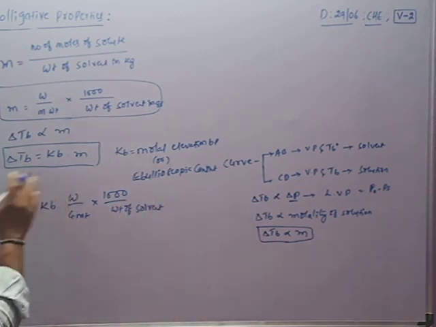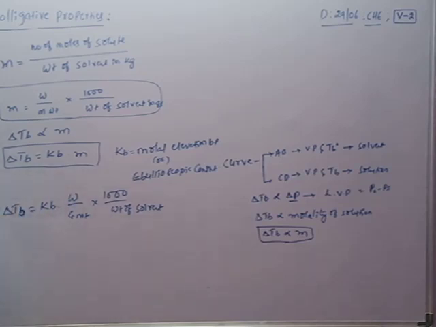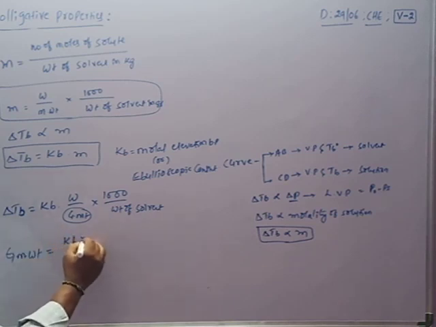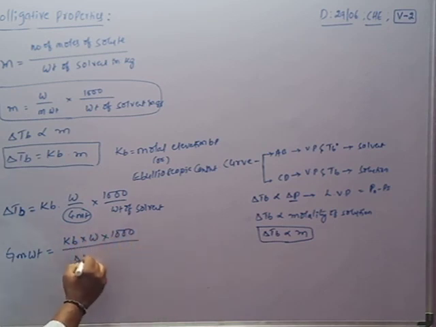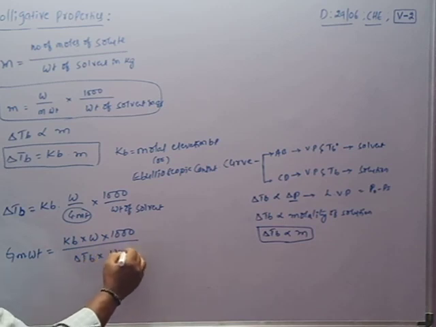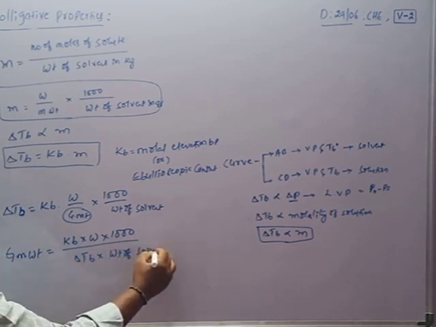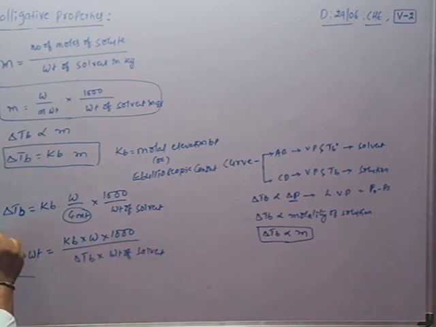Now, by using this formula we can calculate the molecular weight of the solute. So gram molecular weight of solute equals KB into weight into 1000 by delta TB into weight of solvent. By using this formula we calculate the gram molecular weight of the solute.